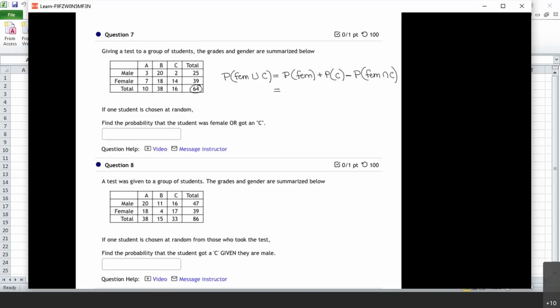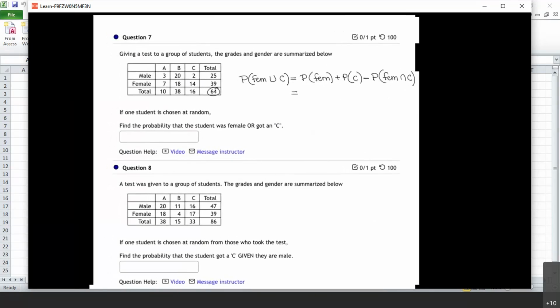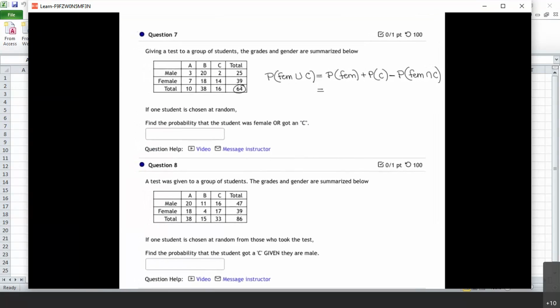So if I want the probability that I pick a woman, all these denominators are 64, so I can put those in right away.